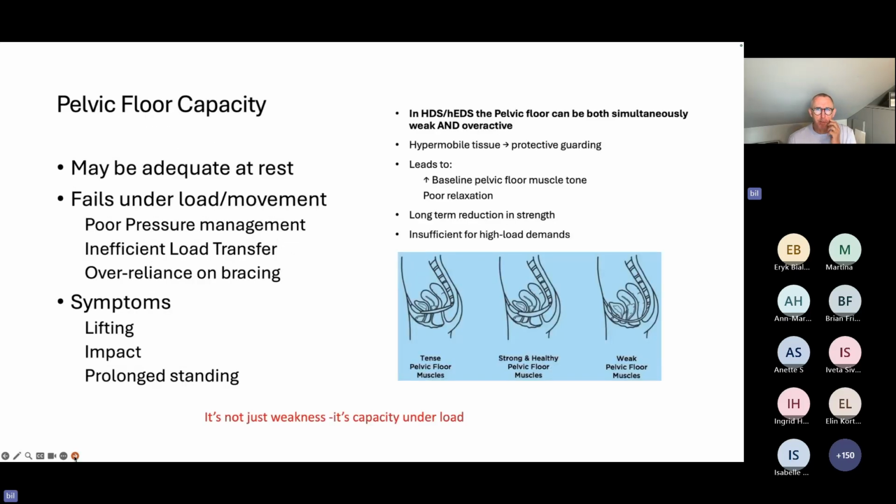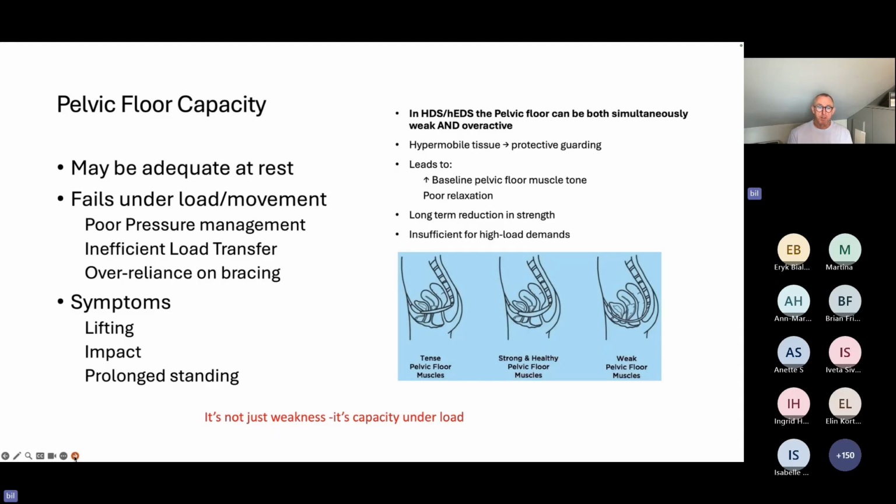So the pelvic floor capacity, the idea is it's not just weakness, but it's actually about capacity under load. It may be adequate at rest, but it can fail under load or movement because of poor pressure management, inefficient load transfer, or over-reliance on bracing. The symptoms appear with things like lifting, impact, prolonged standing.